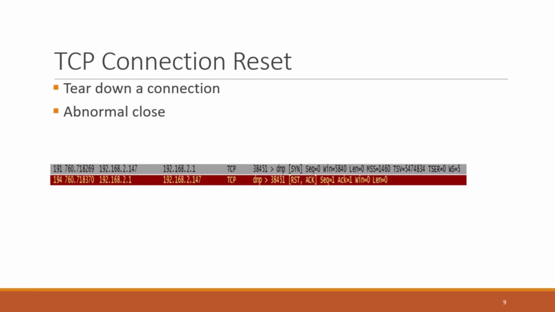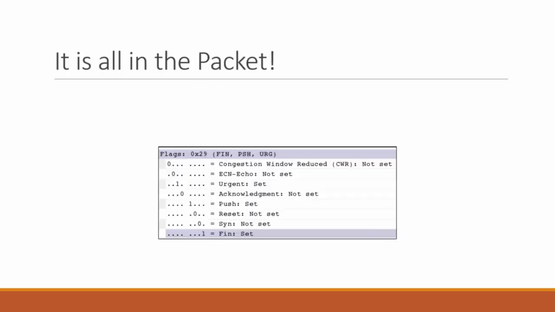If you're seeing a large number of resets on the network, this could be an indication something's not right on the network. In most cases, it is something not right on the network because it's an abnormal close. It's an actual example you see when somebody's trying to connect to a service that's not there. If they keep trying to connect to it, TCP will respond with a reset. You'll see an abnormal amount of resets in the actual packet capture. It's all in the packet.